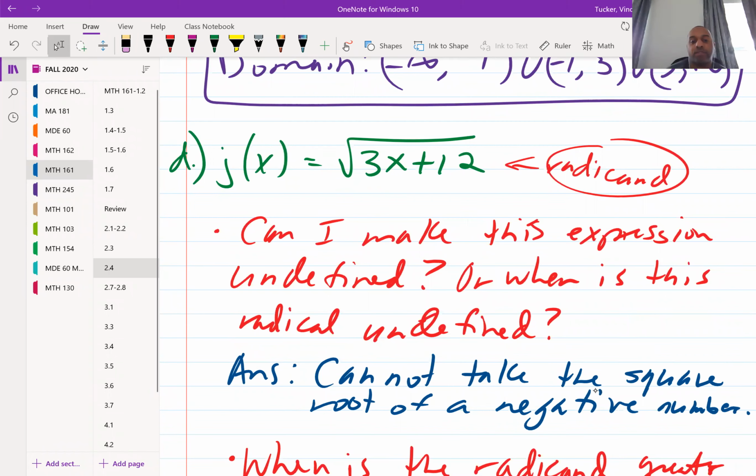When we talk about this radical in particular, it's the square root. You cannot take the square root of a negative number. Remember, we already talked about whenever you take the square root of a negative, the result will be imaginary. So we cannot take the square root of a negative number.